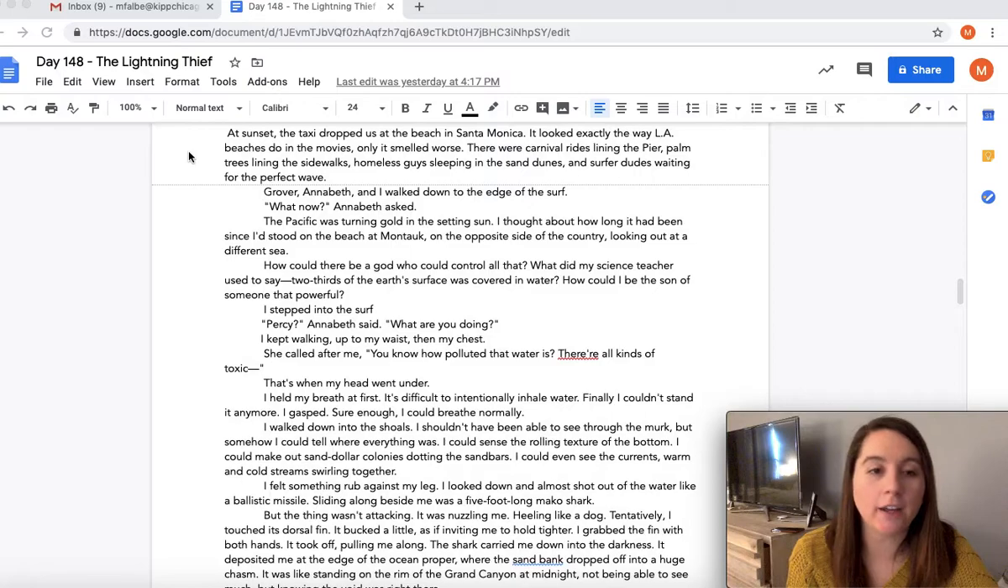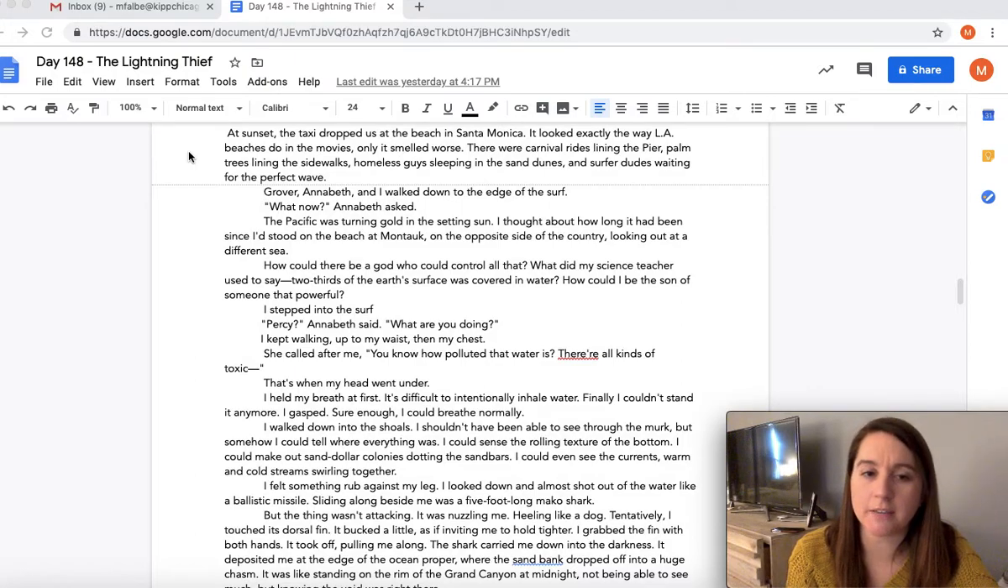I thought about how long it had been since I stood at the beach in Montauk, on the opposite side of the country, looking at a different sea. How could there be a God who could control all that? What did my science teacher used to say? Two thirds of the Earth's surface was covered in water. How could I be the son of someone that powerful? I stepped into the surf.